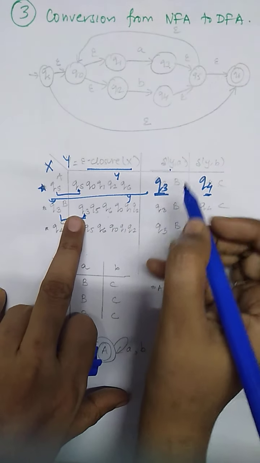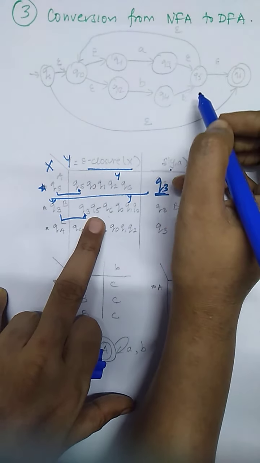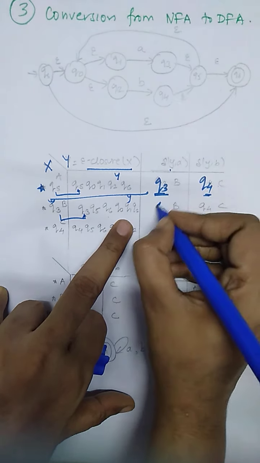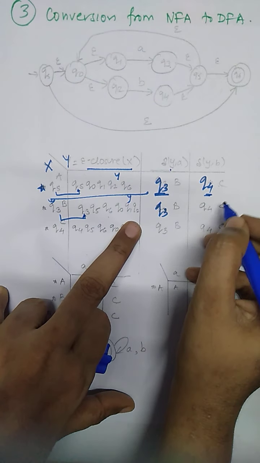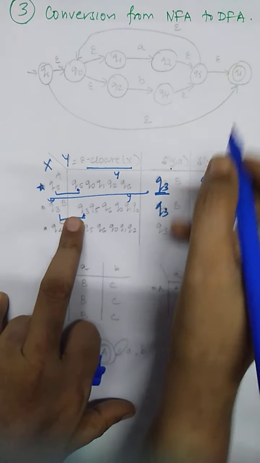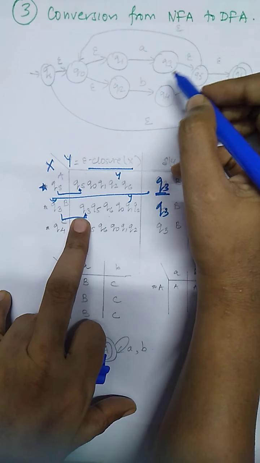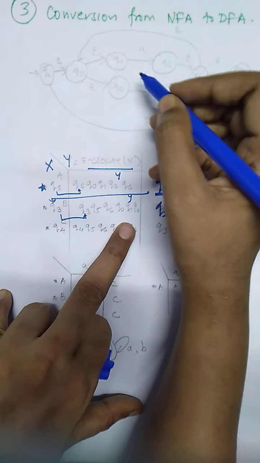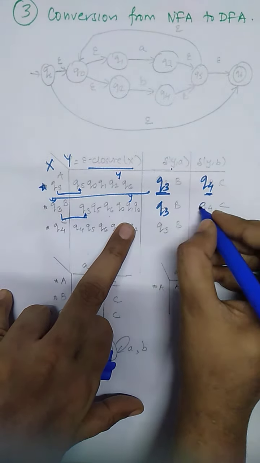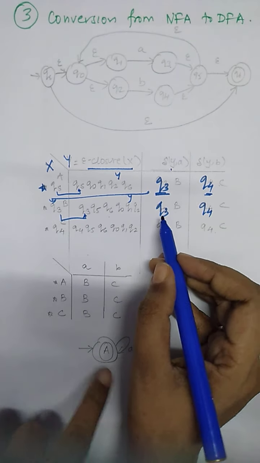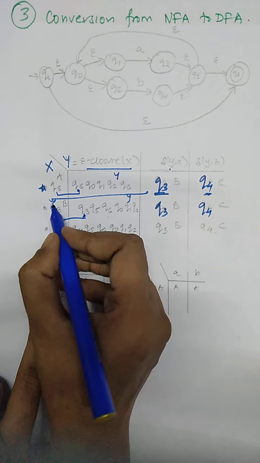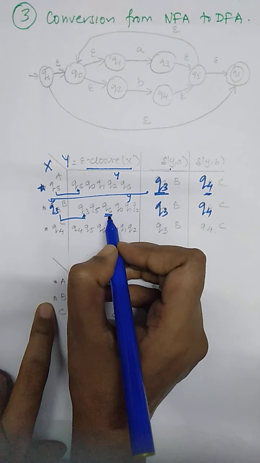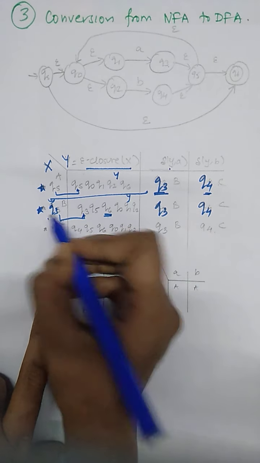Now Y on A, that is Q3 on A, nothing. Q5 on A, nothing. Q6 on A, nothing. Q0 on A, nothing. Q1 on A goes to Q3. Q2 on A, nothing. Now next again Y on B. Q3 on B, nothing. Q5 on B, nothing. Q6 on B, nothing. Q0 on B, nothing. Q1 on B, nothing. Q2 on B goes to Q4. That means again we have to consider Q3 and Q4. Out of this, we are considering Q3. As Q6, which is the final state, is present in the epsilon closure of Q3, Q3 will be marked as a final state.